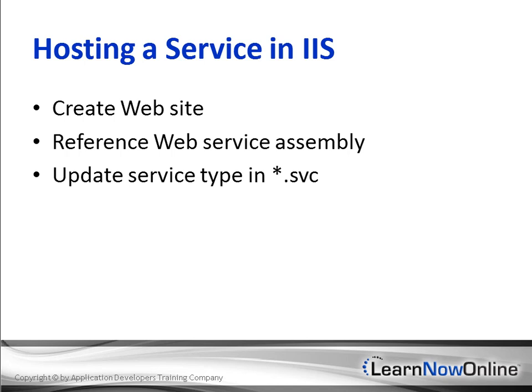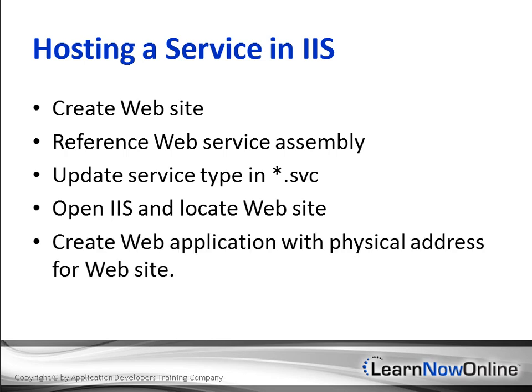Inside of the website, you get a .svc file generated, and so in that file you're going to change the service so that the type is the web service type that you want to expose through your website. After that's set up in Visual Studio, you go to IIS and locate a website. And then on that website, you can create a web application and give it the physical address of the website you just created. So I'll show you how to do that now.